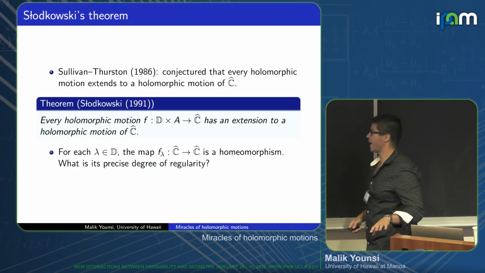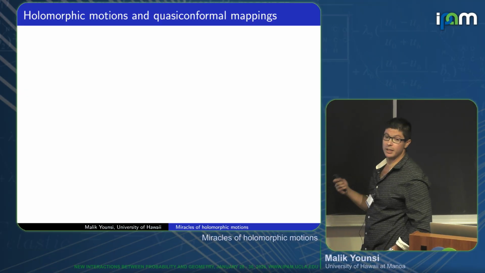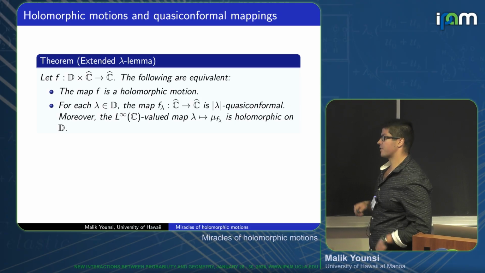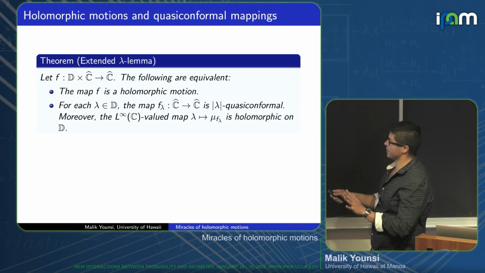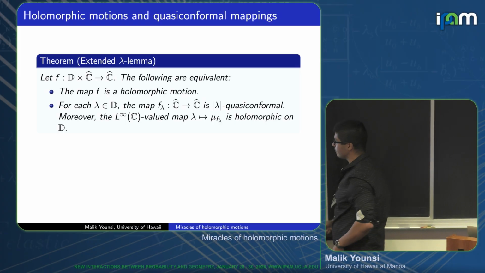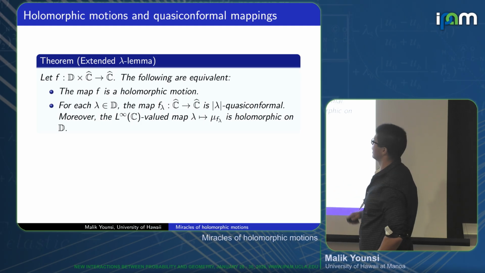And even if you don't know the answer, you probably can guess it by now. So the regularity is that they have to be quasiconformal mappings, which is, again, kind of magical. You start with just injective, and you upgrade this to quasiconformal, okay? So we have this theorem, which is sometimes referred to as the extended lambda lemma.